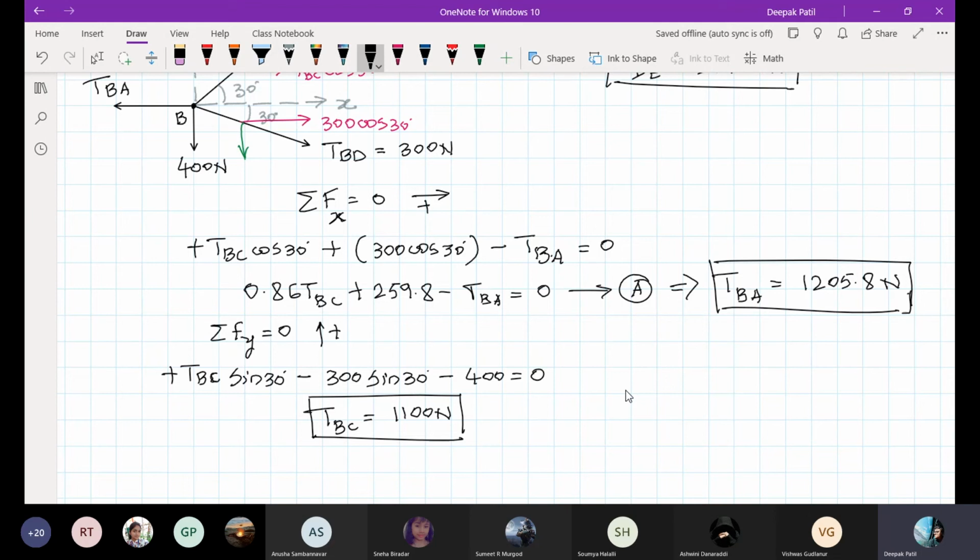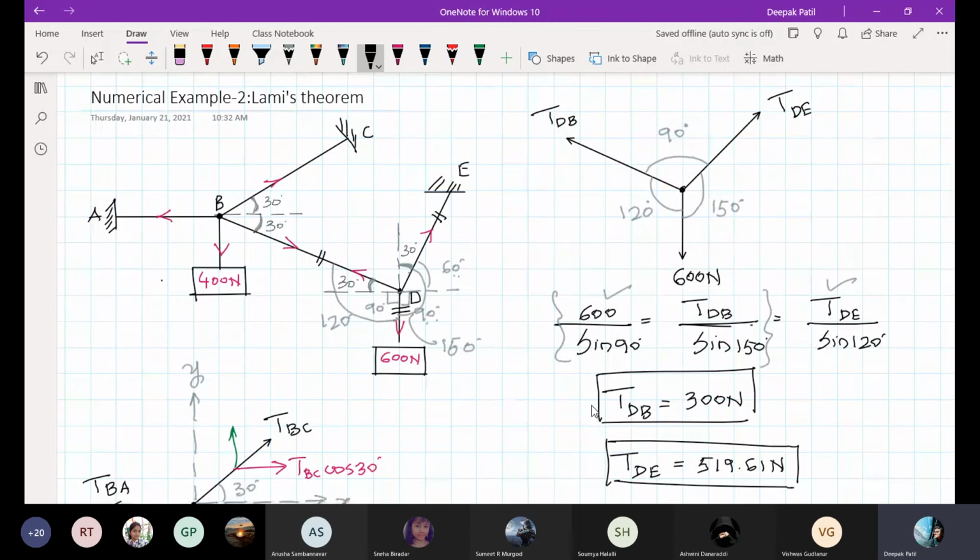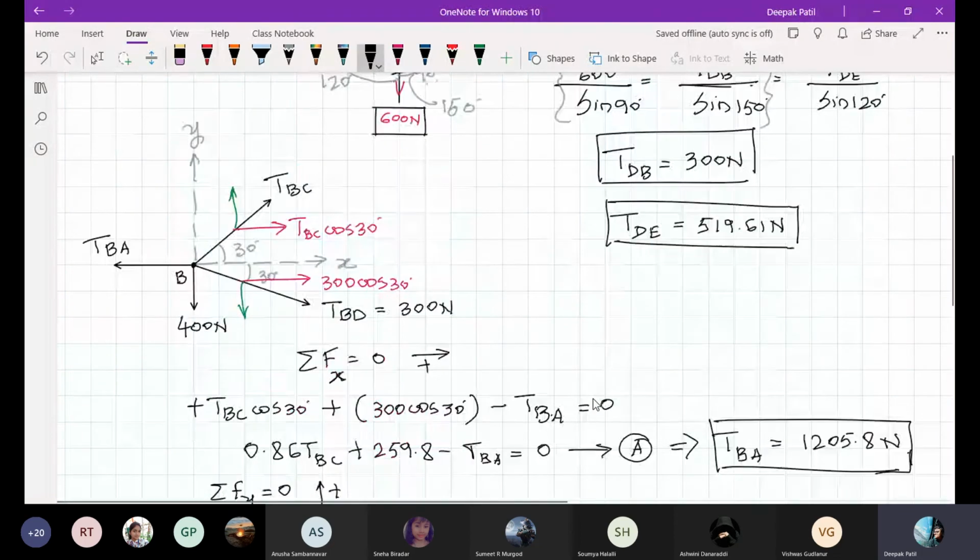Are you clear, students? Are you clear with this numerical example? Yes, sir. Any doubts are there?